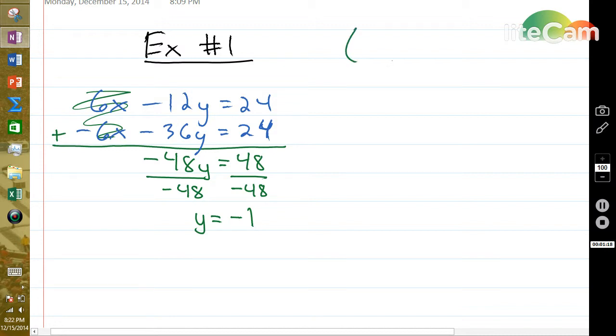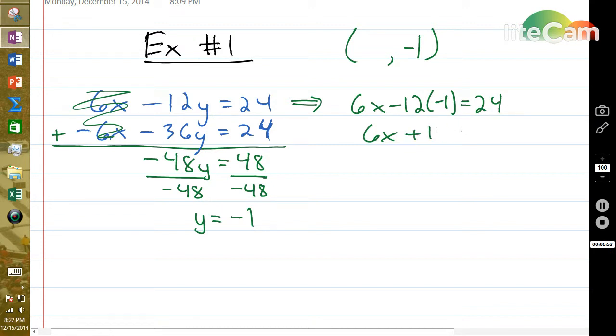So the solution to this system, right now, we have our y value as negative 1. We still need to find our x value. In order to find our x value, we need to take our y value and plug it back into one of the equations. It does not matter which one you choose, of course. I'm going to choose the top one. So 6x minus 12, and instead of y, I'm going to write negative 1, equals 24. In order to solve for x, we're going to do negative 12 times negative 1 to get positive 12.